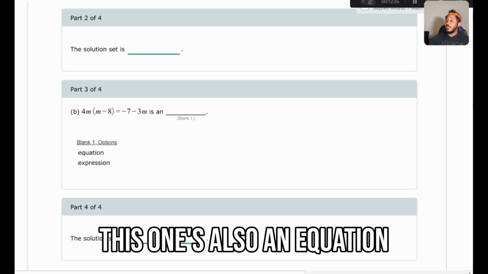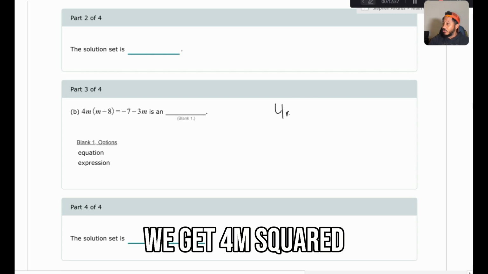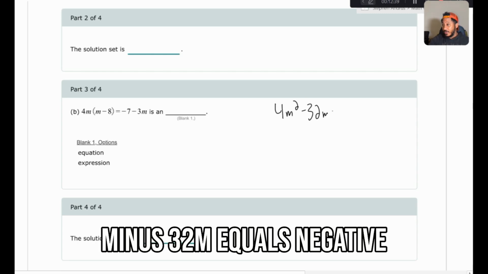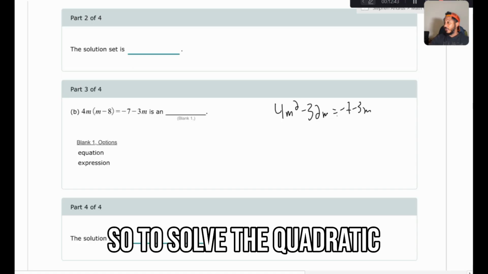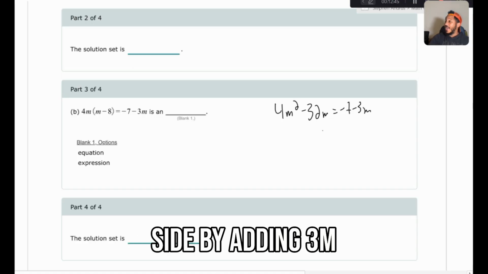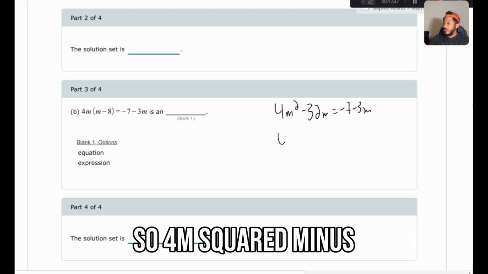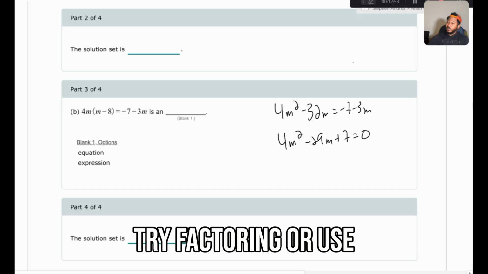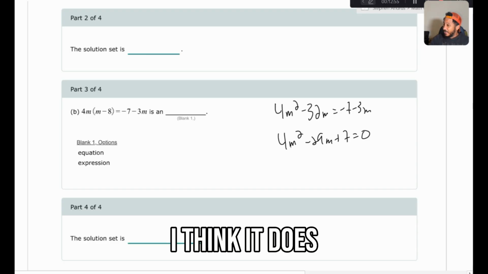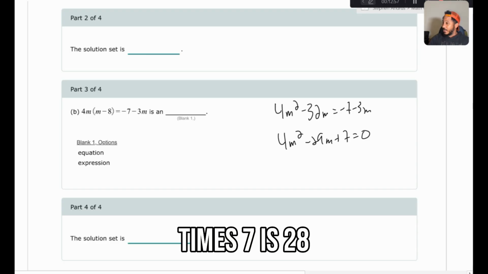This was also an equation, but if I distribute, we get 4m squared minus 32m equals negative 7 minus 3m. And now this is a quadratic. So to solve a quadratic, get 0 on one side by adding 3m and adding 7. So 4m squared minus 29m plus 7 equals 0. And now we can try factoring or use the quadratic formula. Right here, I think it does factor because the AC method would say 4 times 7 is 28.